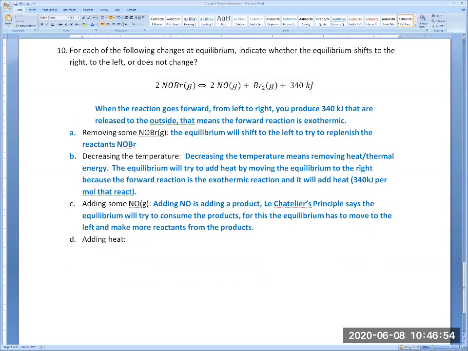If instead you are removing, let's say you are removing Br2, I could put that as an example. So if we are removing Br2 as it's being produced, you're removing it from the reaction vessel. If you are removing Br2 as it is produced, then the equilibrium will try to replenish that because you're removing it, so it will try to make more.